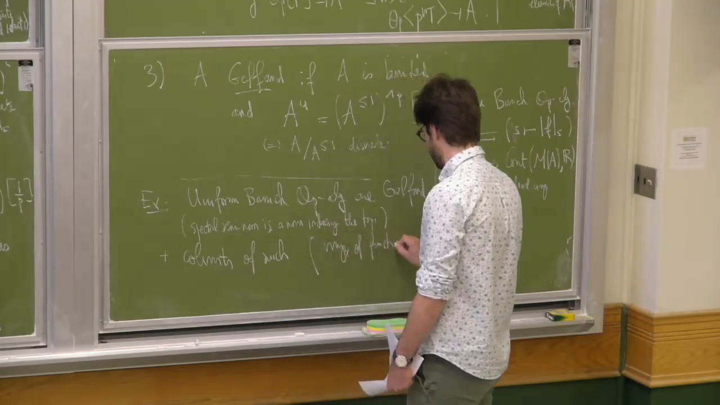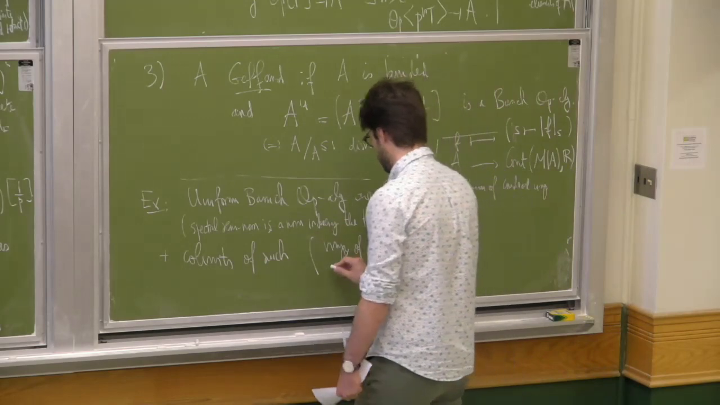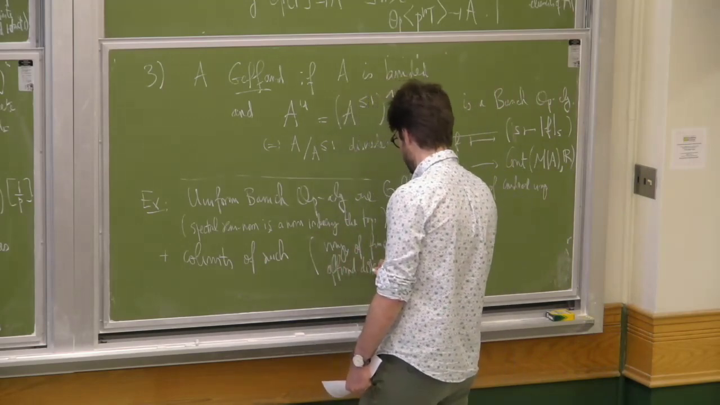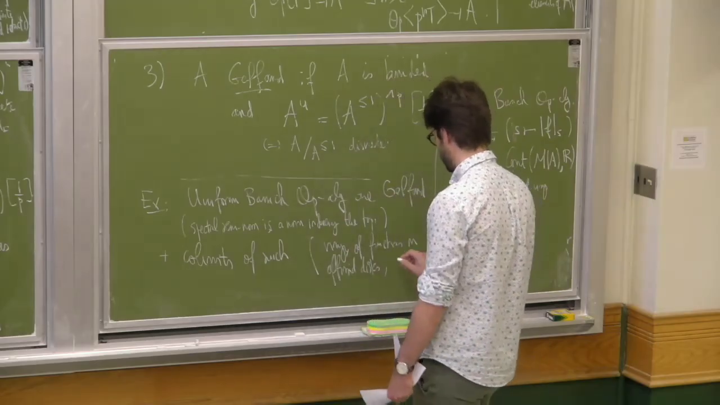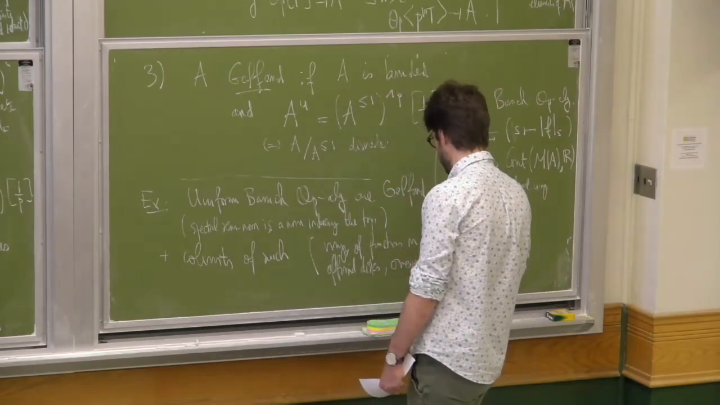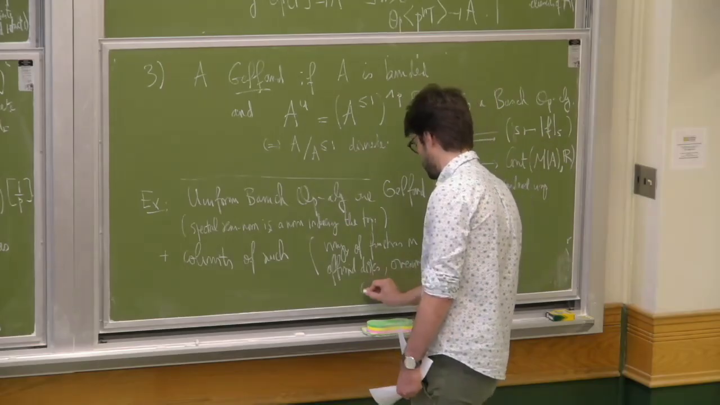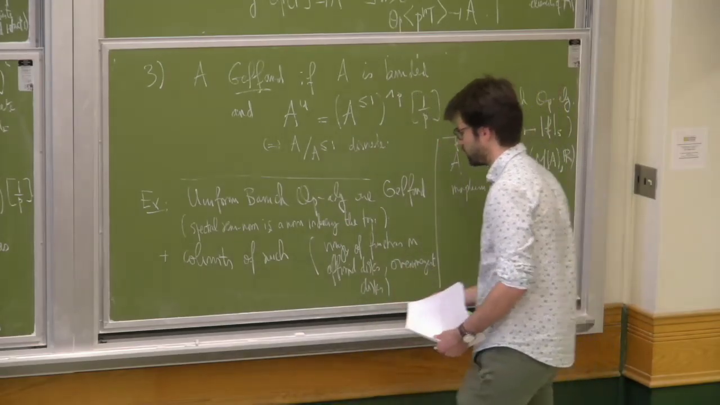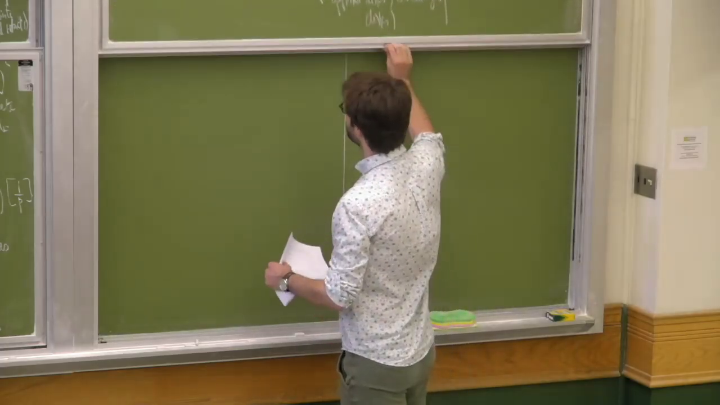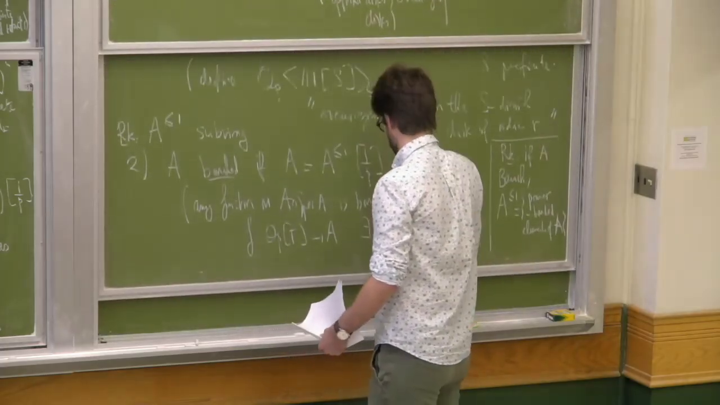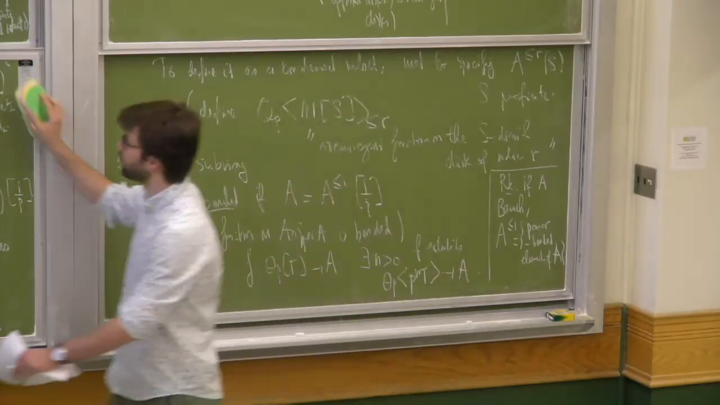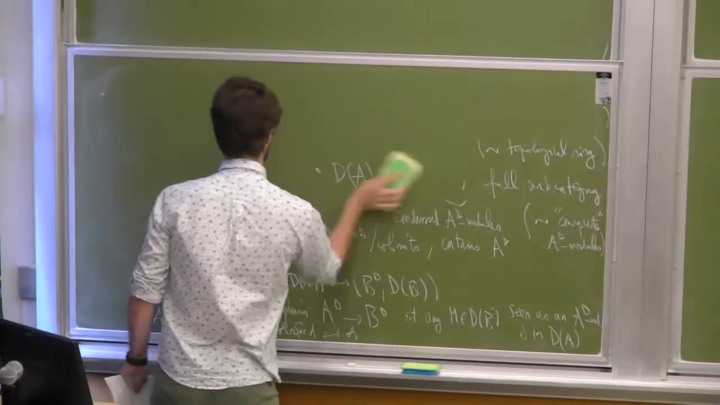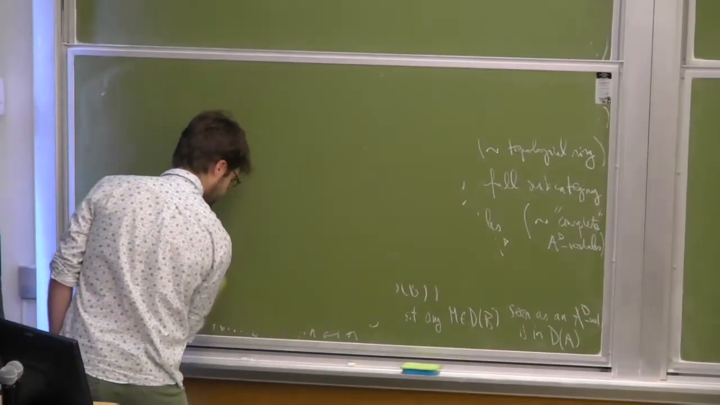And so typically, what I want to remember is that rings of functions, say on affinoid disks or overconvergent disks, will be examples of Gelfand rings. So let me also give two non-examples.